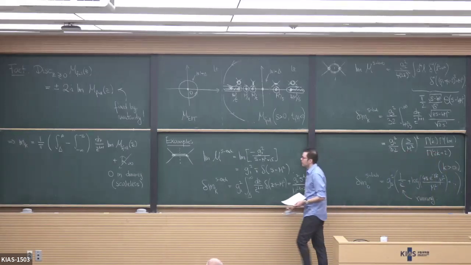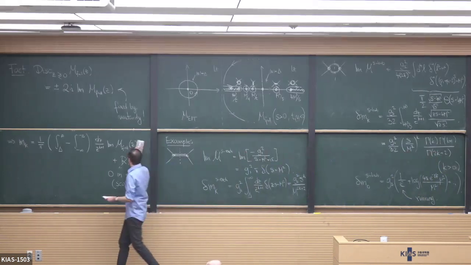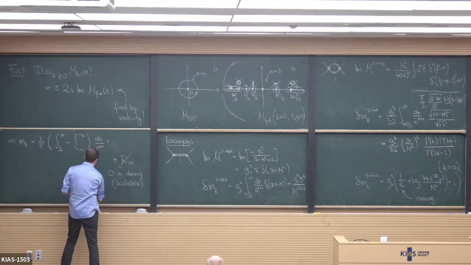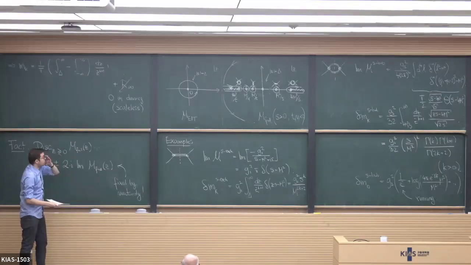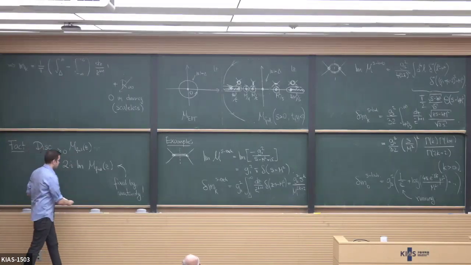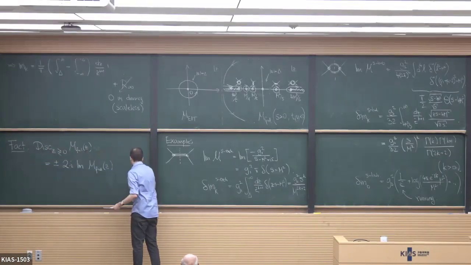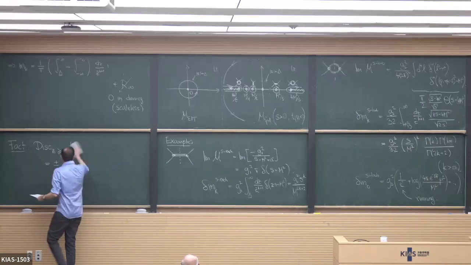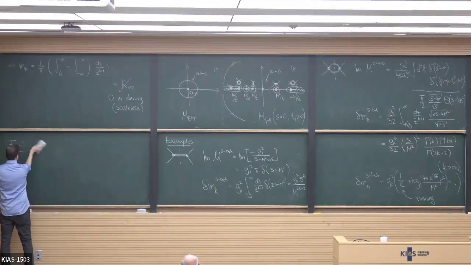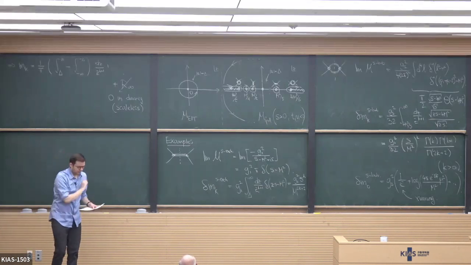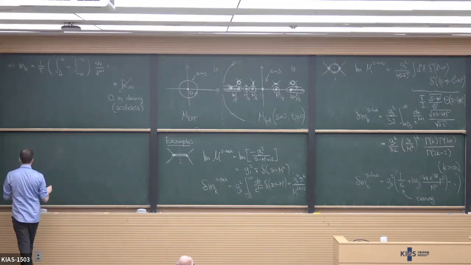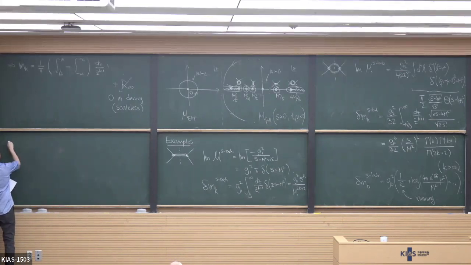And what I wanted to do in the last 7 minutes is make a connection between this approach and the positivity bounds, because we're almost there. And I think positivity bounds have been mentioned at least a couple of times this week. So I thought it would be nice to actually see how they're derived from this perspective.